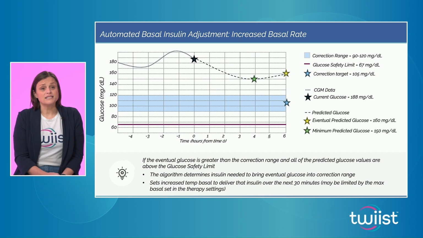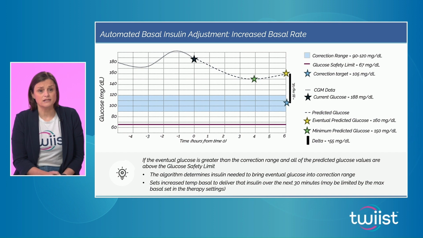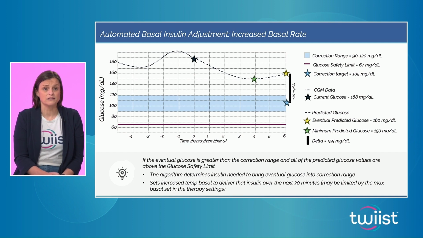And if the glucose ends up higher than the correction range, this is when the algorithm kicks in and increases the basal rate. So in this situation, we can see that the eventual predicted glucose is 160. Since the correction target is 105, the algorithm calculates that this person needs enough insulin to bring their glucose down by 55 milligrams per deciliter.